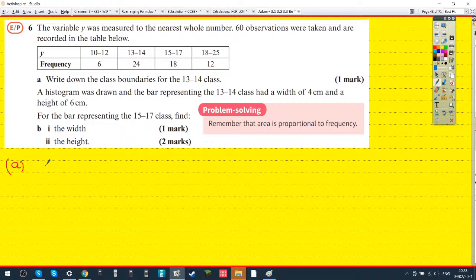So the class boundaries would be 13, but it wouldn't be 13 to 14. It would be the midpoint of 12 and 13. No, this is rounded data. So would it be 12.5 to 14.5? Correct. That's 12.5, because a histogram doesn't have gaps. It's continuous data. Okay, let's try part B.